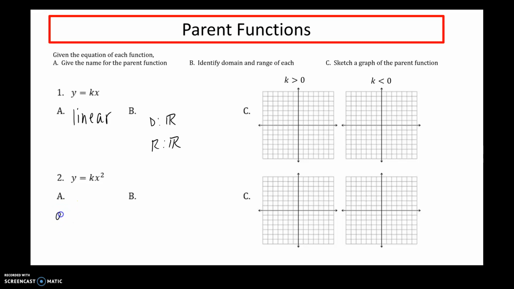Y is equal to kx squared. This is a quadratic function. Students have a tendency to answer parabola, but the parabola is the name of the graph. The name of the function is quadratic. Domain is always real numbers. Your range is going to change whether your parabola opens up or down. So if k is positive, your range is going to be greater than or equal to whatever the y value of the vertex is. If k is negative, your range is going to be y is less than or equal to whatever the y value of the vertex is.